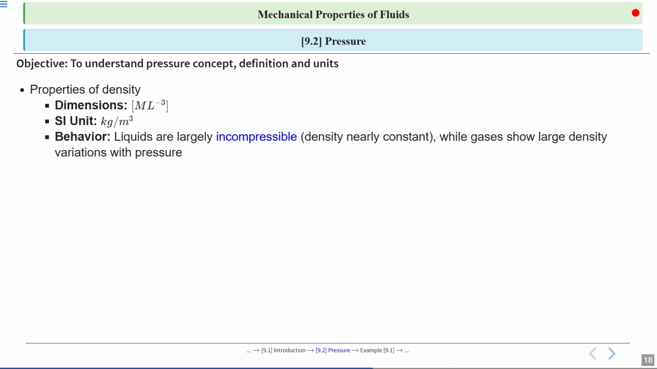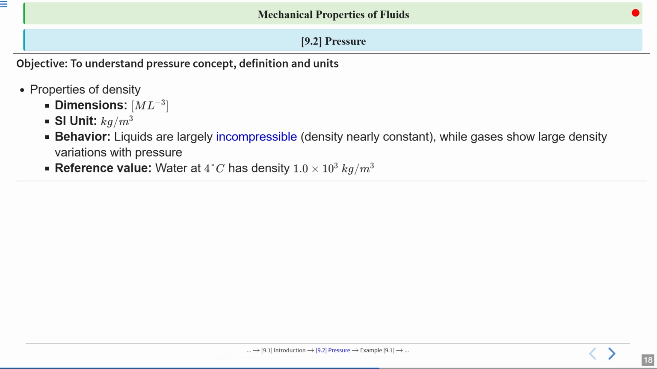Behavior. So let's look at the behavior of density in different states of matter: solid state, liquid state, and gaseous state. Liquids are largely incompressible, meaning their density remains nearly constant. In contrast, gases can have significant density changes with pressure. This distinction is crucial when studying fluid dynamics and understanding how fluids behave under different conditions.